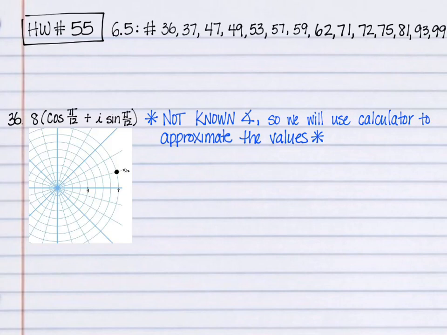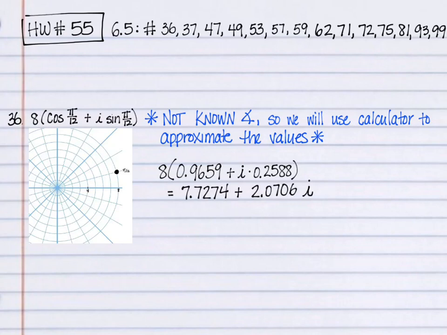And since pi over 12 is not one of our known angles in the unit circle, we're going to have to use our calculator to find that out. So we have to find the cosine of pi over 12. And granted, we could use a half angle formula or something like that, but you're allowed to use your calculator and come up with a decimal approximation for it. And then we distribute the 8, and that's your final answer.